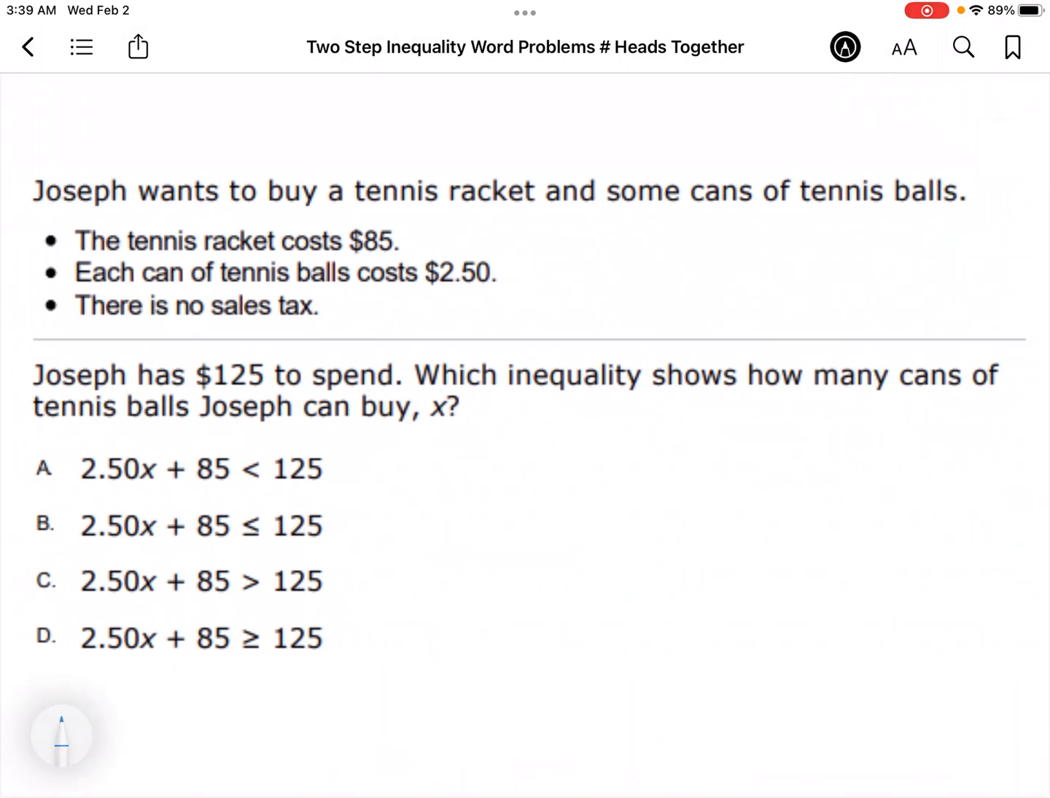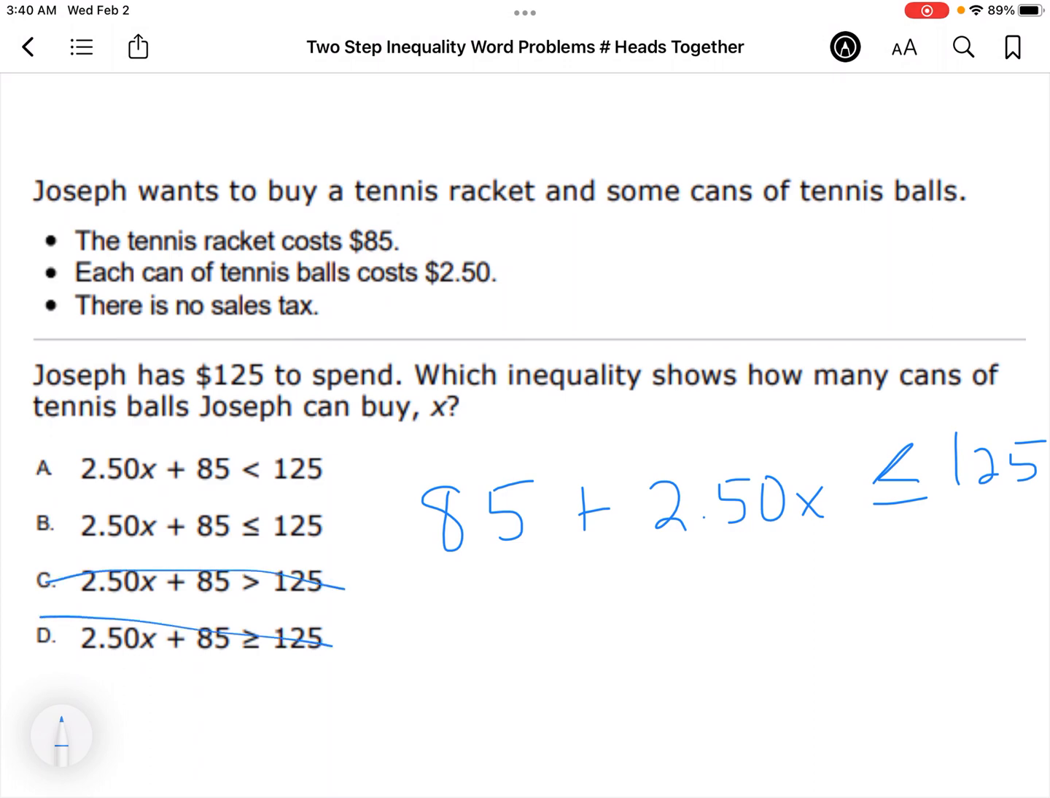Joseph wants to buy a tennis racket. The racket costs $85, and then each can of tennis balls costs $2.50. So each tells me that's where the variable is going. There's no sales tax. He has $125 to spend, so he can't spend more than that, so it has to be less than or equal to $125. How many cans of tennis balls can he buy? So it has to be less than or equal to. So we're going to go with B again.